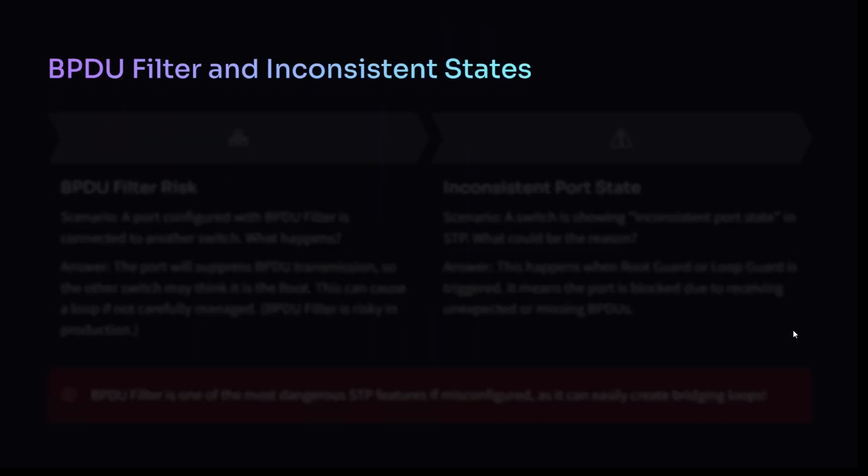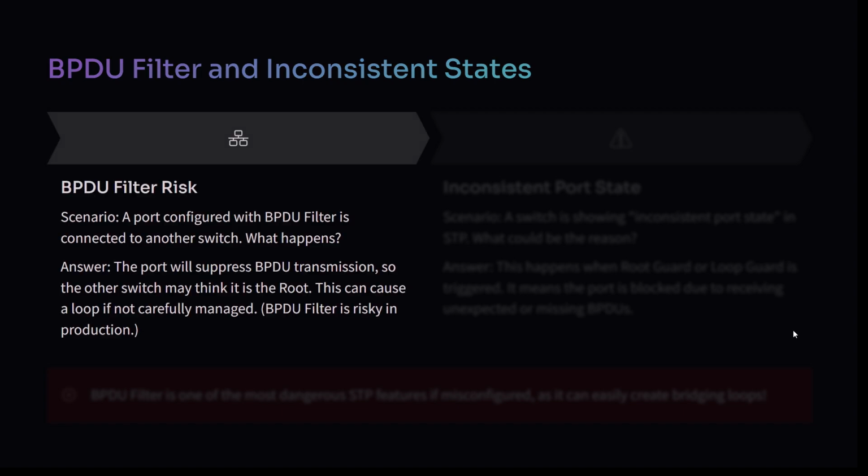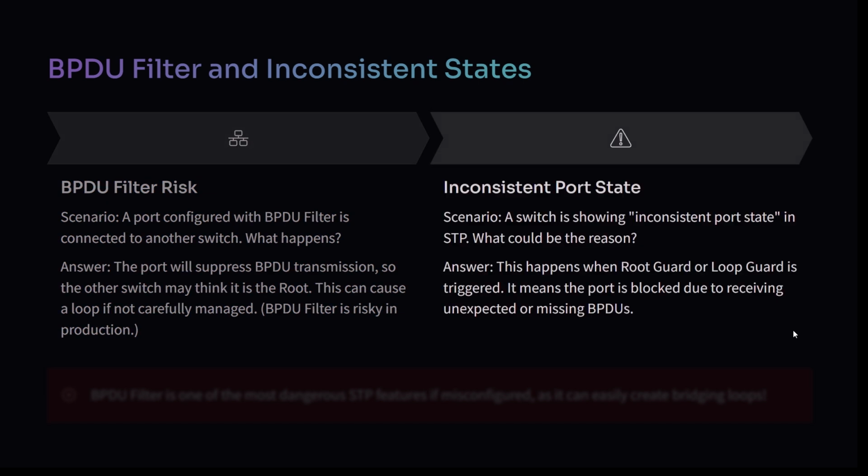BPDU filter and inconsistent states. BPDU filter risk. Scenario: a port configured with BPDU filter is connected to another switch. What happens? Answer: the port will suppress BPDU transmission, so the other switch may think it is the root. This can cause a loop if not carefully managed. BPDU filter is risky in production.